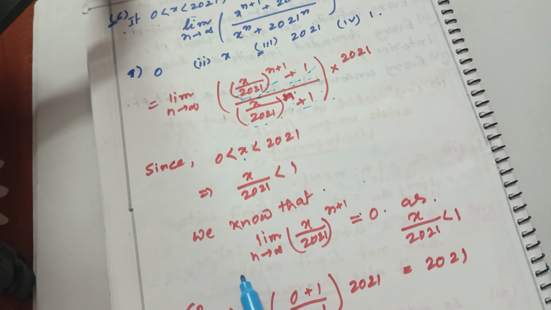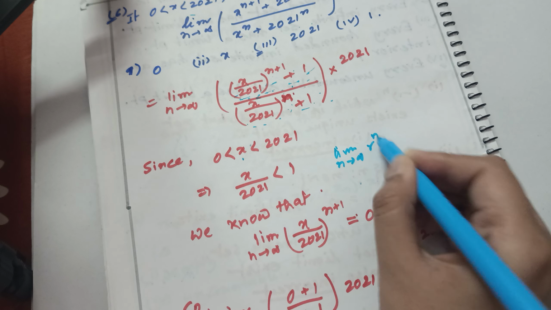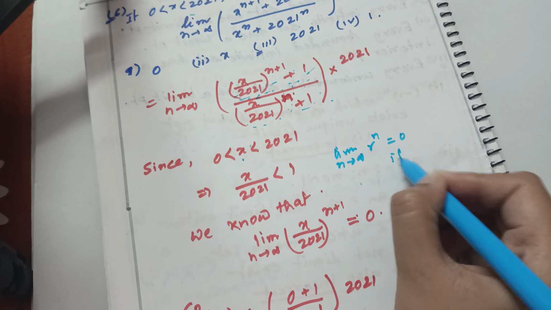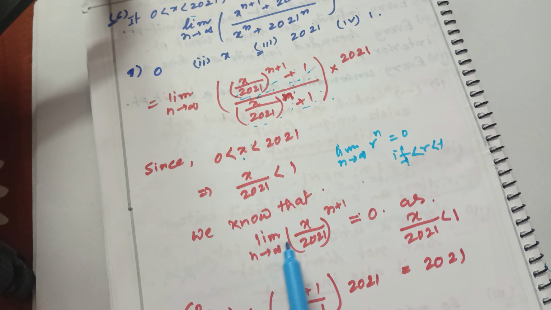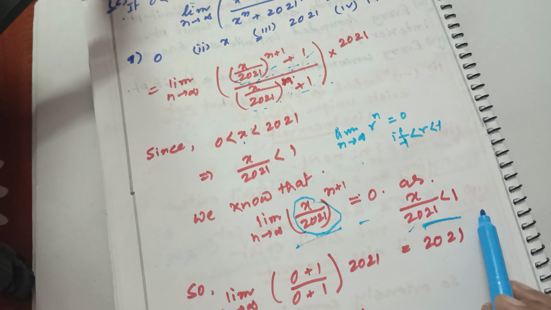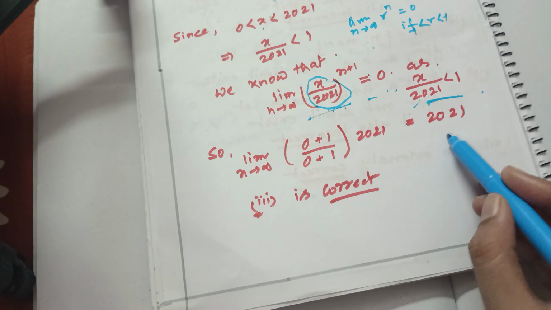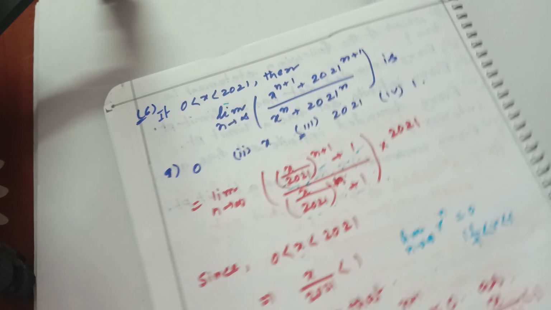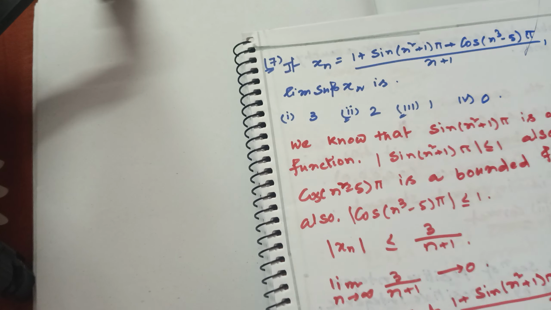Also we know that the limit as n tends to infinity of r to the power n is equal to 0 if r lies in (-1, 1). So here x/2021 raised to n is of this type, which is less than 1, and this goes to 0 if it is less than 1. So definitely it's less than 1 and the limit of this is equal to 0. So we put in the value and we get 2021. Option 3 has 2021, so option 3 is correct.